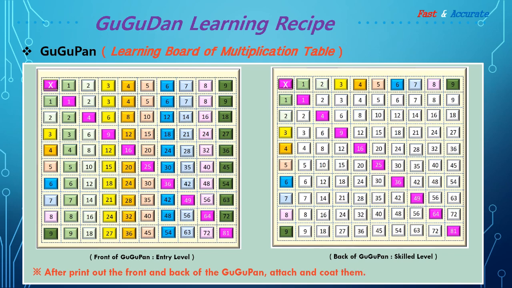For your information, the front of GuGuPan is designed for students in the introductory stage of learning Gugudan for the first time. And the back of the GuGuPan is made for students who are somewhat familiar with the multiplied values from 2 times table to 9 times table through Gugudan learning recipe. After preparing the GuGuPan like this, if we understand the contents of the next 6 pages of the Gugudan learning recipe slide and engrave the contents of each page through repetitive learning, children will master Gugudan naturally.